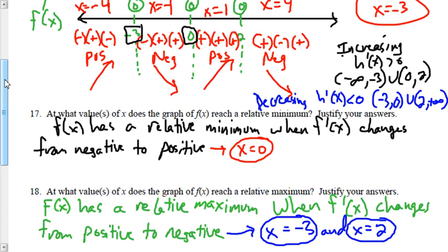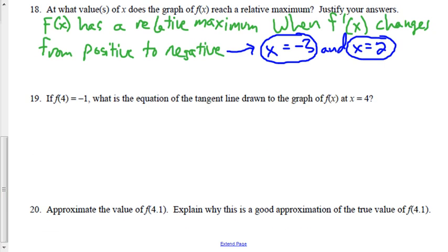Alright, let's answer these last two questions here. The first thing we have to do is find the point of tangency, slope of tangency, and the equation of the line. And then for number 20, we're going to use our equation of the tangent line from 19 to give us a good approximation of what the value of the function is at a point close to the point of tangency. So why don't we do that right now?